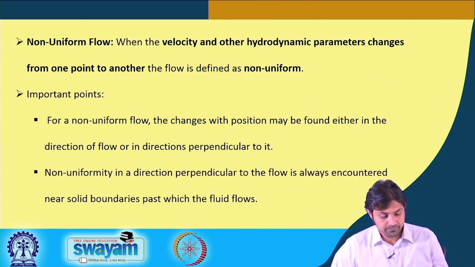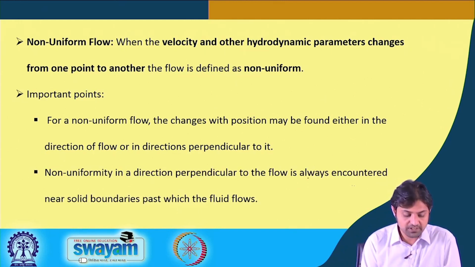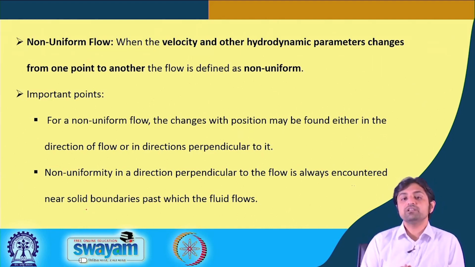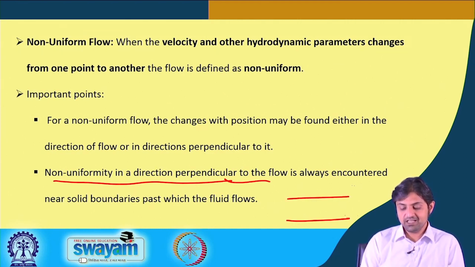Good. So, non-uniformity in a direction perpendicular to the flow is always encountered near solid boundaries past which the fluid flows. We will come across it later in our lectures, how near solid boundaries this velocity component changes, and that is one of the main reasons why near the solid boundaries we need to calculate the changes, and thus they introduce non-uniformity in the direction perpendicular to the flow. Okay. So, an example is there is a plate, the fluid will be flowing like this.